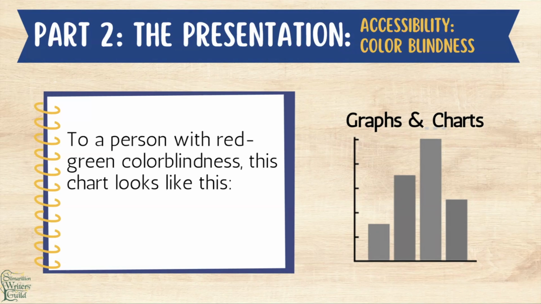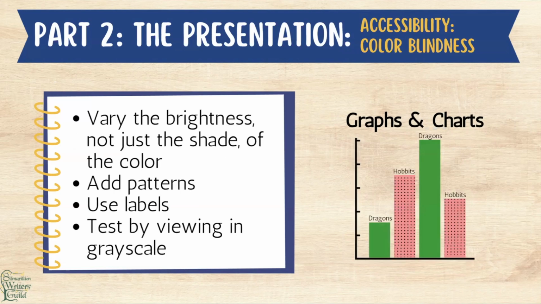So when you're using graphs and charts or anything like that, it helps to vary the brightness, not just the shade of color. So what I've done here is I just went in for the bars that were red, and I varied the brightness and made them pink instead. And kept that really bold green in there. It also helps to add patterns. So I also added the little dots on top of the pink bars, and then adding labels in there as well.